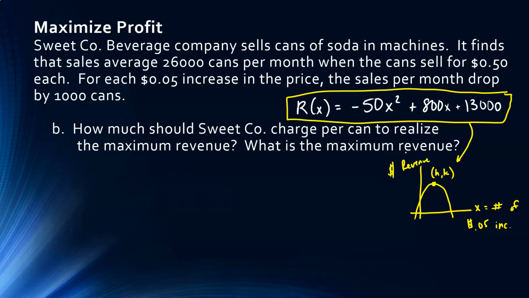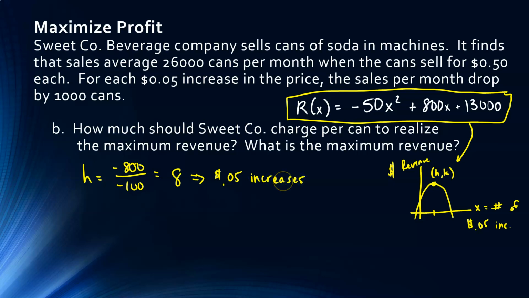Okay, so in order to first figure out how much they charge per can, we want to figure out how many 5-cent increases they should do, which is going to be the h value in our vertex. So in order to find h, we do the opposite of b over 2a. So it'll be negative 800 divided by negative, so 2 times negative 50 would be negative 100. So we get 8. What that 8 represents is that we would have 8 5-cent increases.